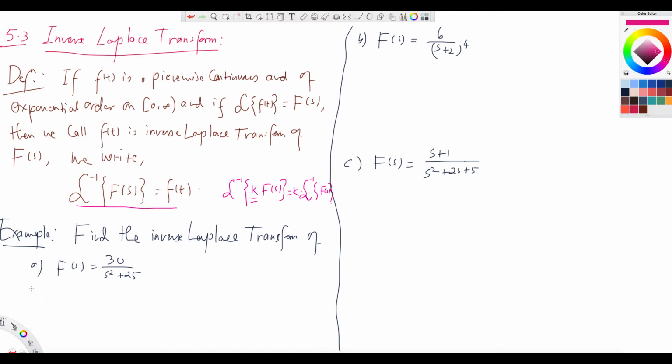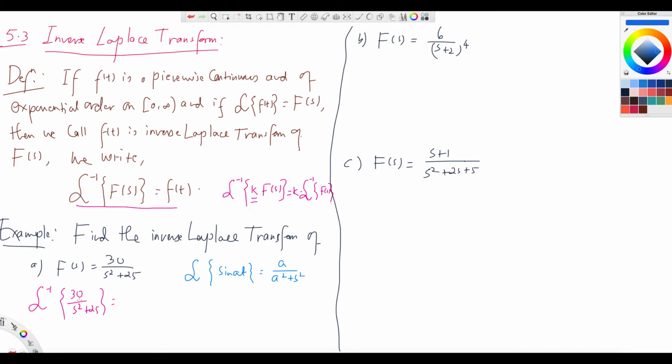What you want to find is the inverse Laplace transform of 30 over s squared plus 25. Do you remember what the Laplace transform of sin(at) is? This is a over s squared plus a squared, right? Look at this, isn't this similar to that? On the top there is a number, and on the bottom there is s squared plus a squared. But you can work with this.